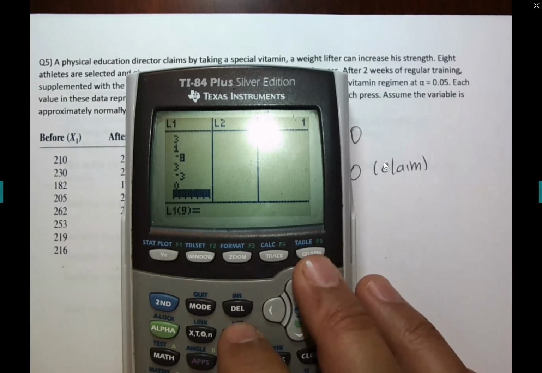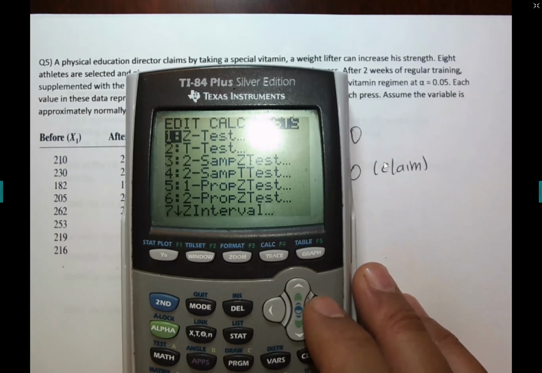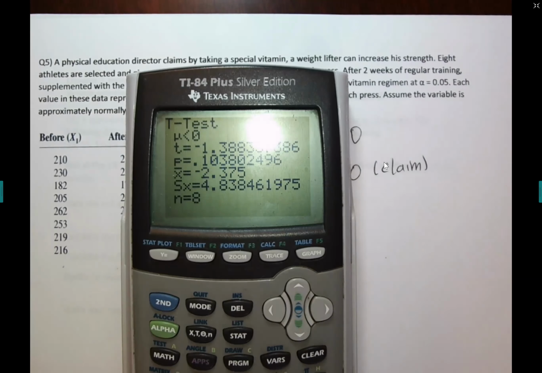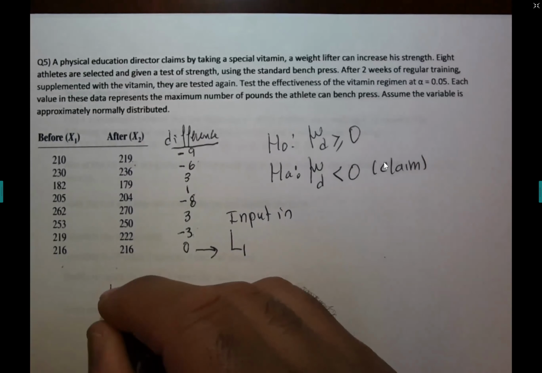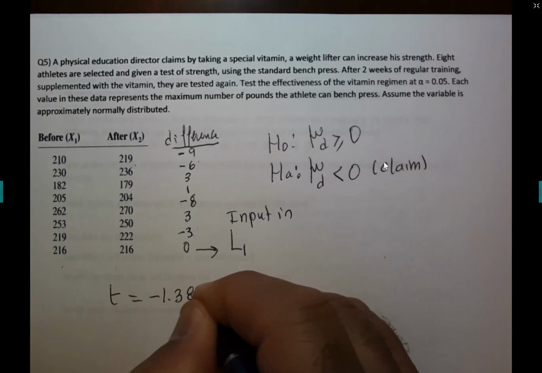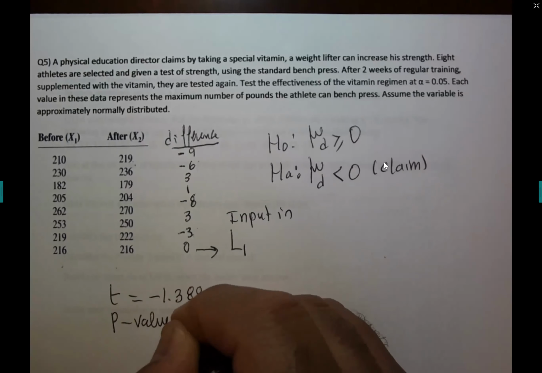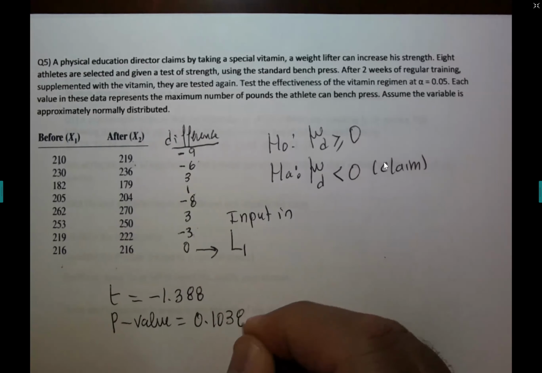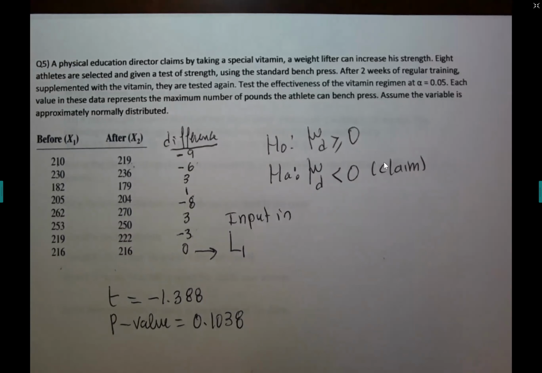I'm going to run the test: stat, tests, t-test, data. It's always data in section 8.3. You choose data, it's against 0, and I put my data in L1. It's exactly like the previous exercise. Calculate. There you go. So t is negative 1.388, and the p-value, guys, is 0.1038. That's big, which is more than alpha.